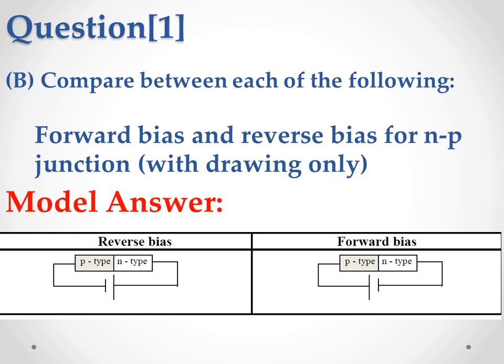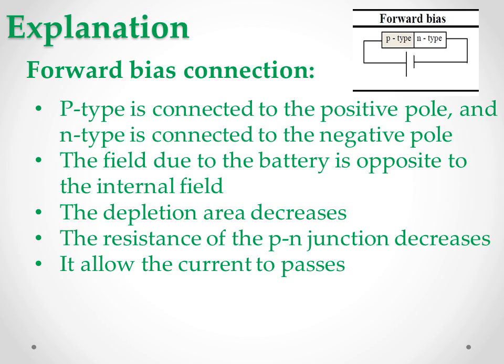Question 1. B. Compare between each of the following. Forward bias and reverse bias for P-N junction, drawing only. Model answer. Explanation. Forward bias connection. P-type is connected to the positive pole, and N-type is connected to the negative pole. The field due to the battery is opposite to the internal field. The depletion area decreases. The resistance of the P-N junction decreases. It allows the current to pass.